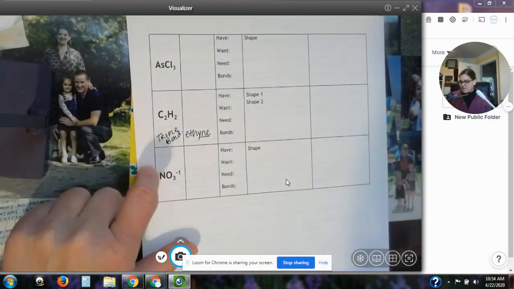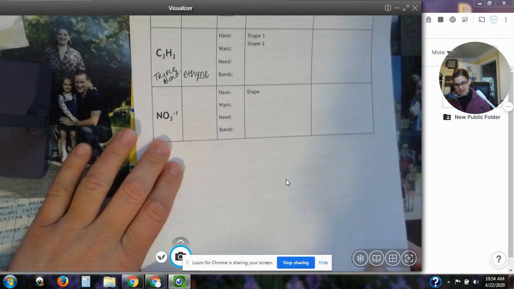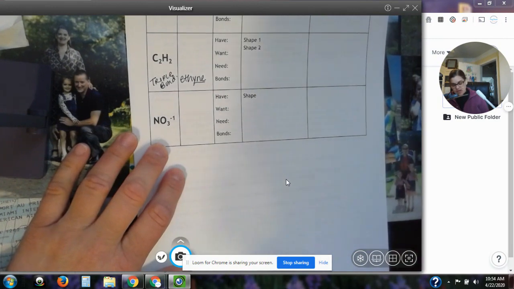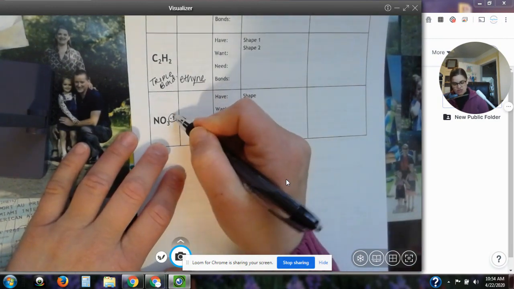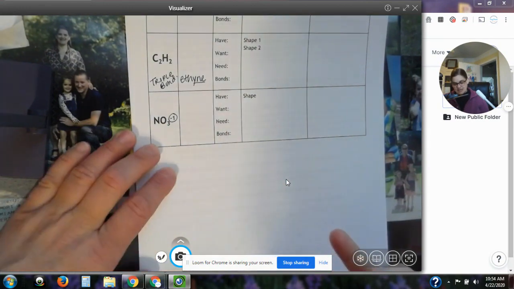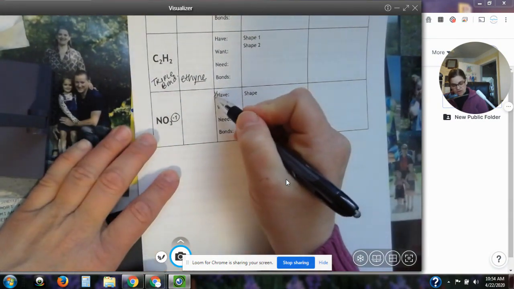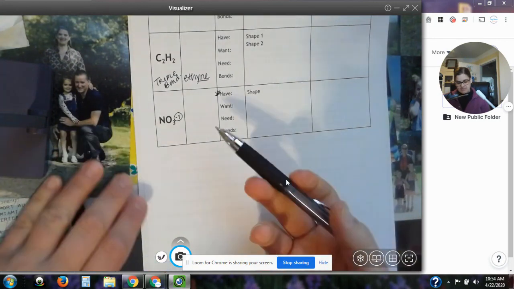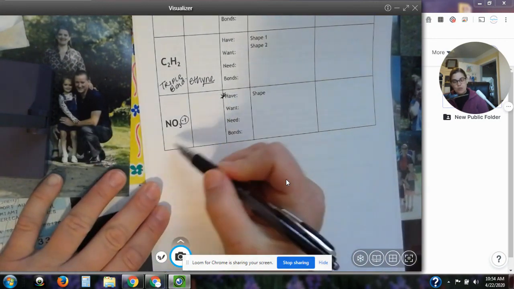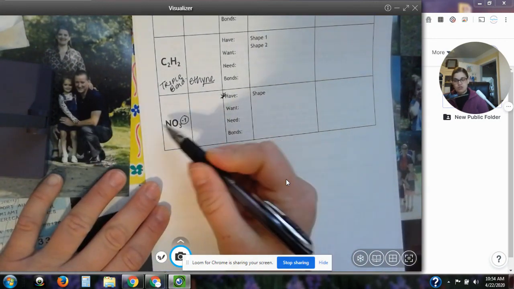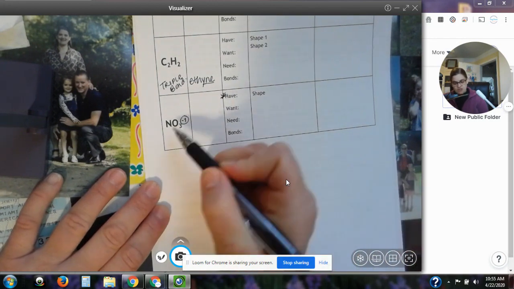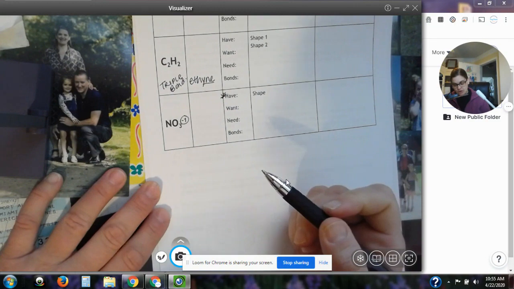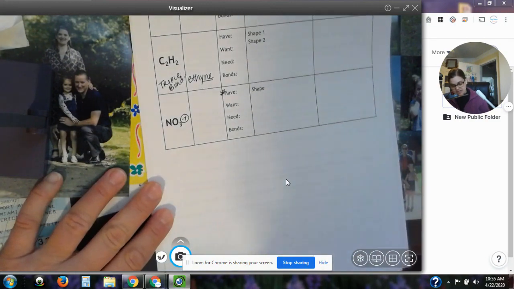Okay, now finally, I want to go to nitrate. I said that there was a special note, and the note was regarding this extra electron. So this electron actually gets added into the have only. So basically we're saying that this ionic structure will form an ionic compound, but the nitrogen and the oxygens are covalently bonded together.